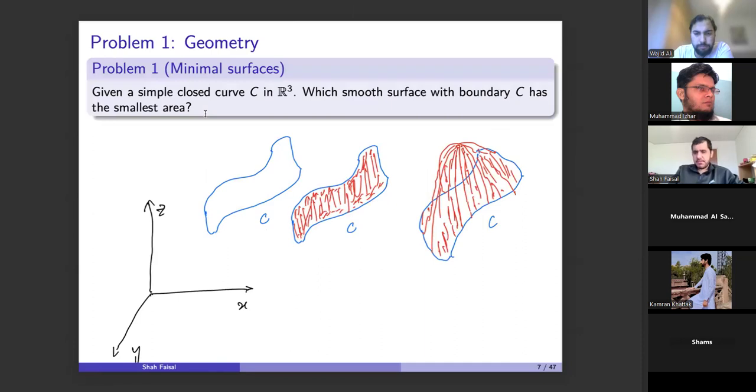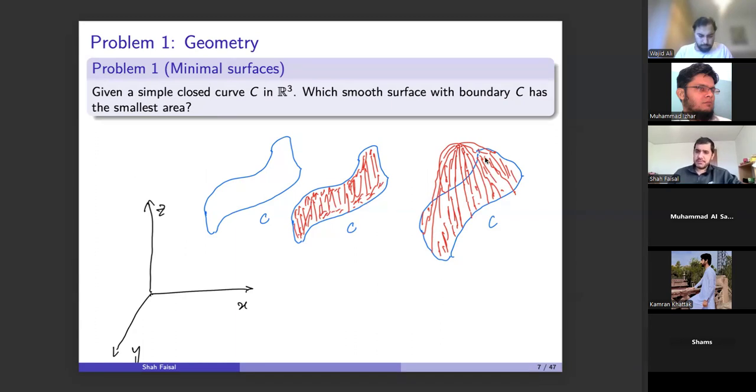So let's consider a problem in geometry, and you do the following. You fix a closed curve in space R3. So C is a closed curve I have drawn here. And what you can do is find surfaces with boundary on C. So you can fill this curve in space with some surface.